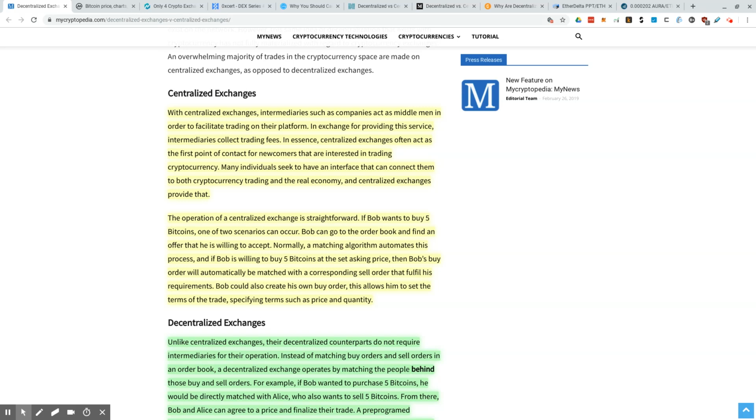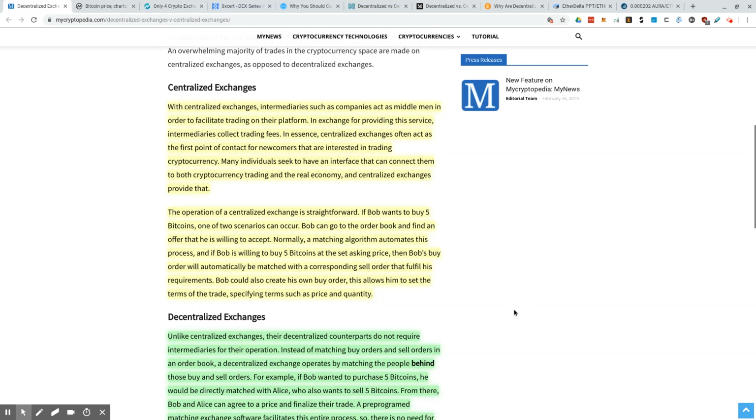The operation of a centralized exchange is pretty straightforward. If Bob wants to buy 5 bitcoins, one of two scenarios can occur. Bob can go to the order book and find an offer that he is willing to accept. Normally, a matching algorithm automates this process, and if Bob is willing to buy 5 bitcoins at the set asking price, then Bob's buy order will automatically be matched with a corresponding sell order that fulfills his requirements. Bob could also create his own buy order. This allows him to set the terms of the trade, specifying terms such as price and quantity.